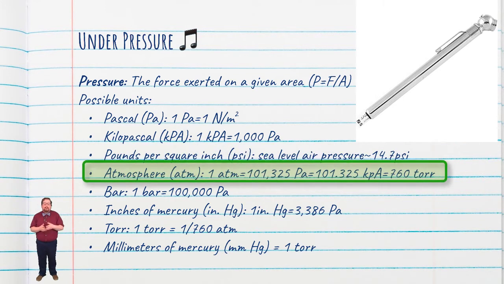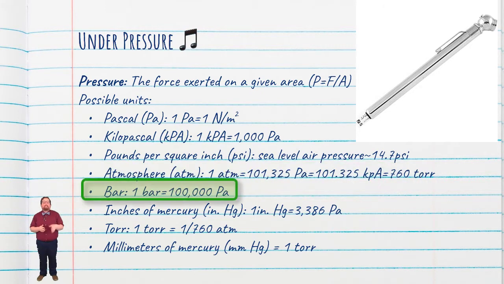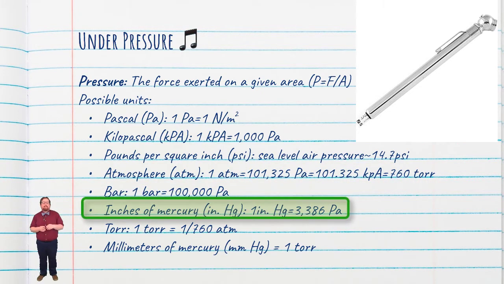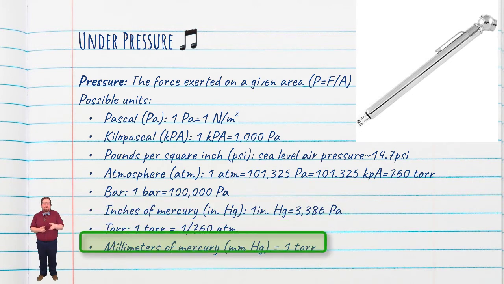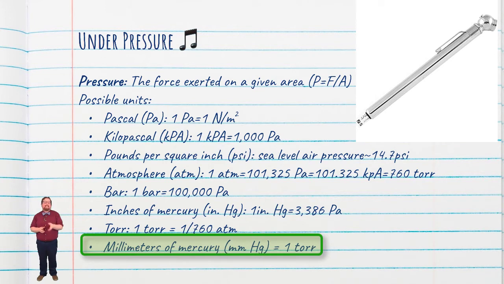The atmosphere, or ATM, which we'll use most often in our calculations today, is equal to 101,325 pascals, 101.325 kilopascals, or 760 torr. 1 bar equals 100,000 pascals. 1 inch of mercury equals 3,386 pascals. 1 torr is 1/760th of an atmosphere, and a millimeter of mercury is equal to 1 torr.